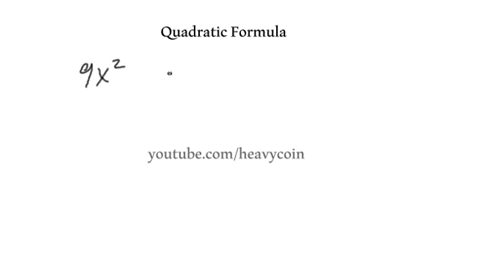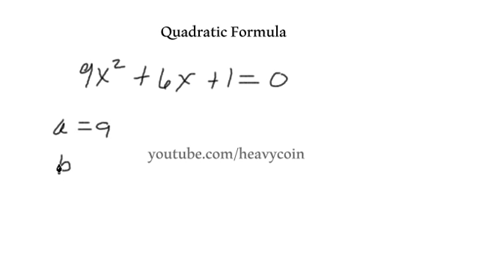Nine x squared plus 6x plus 1 is equal to 0. So a is 9, b is 6, and c is 1. All right.